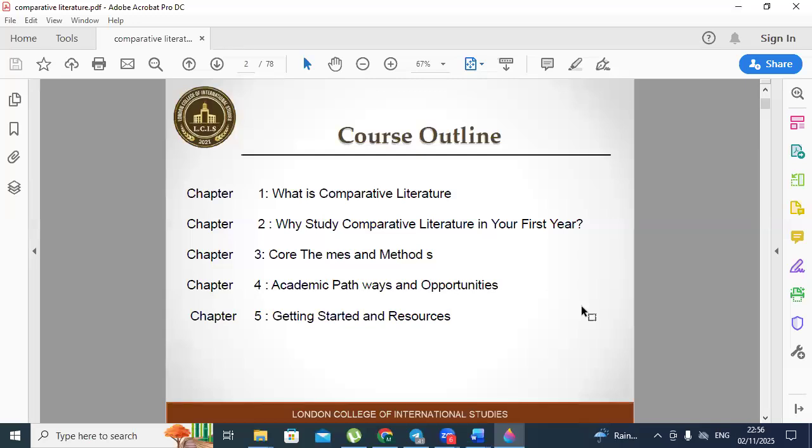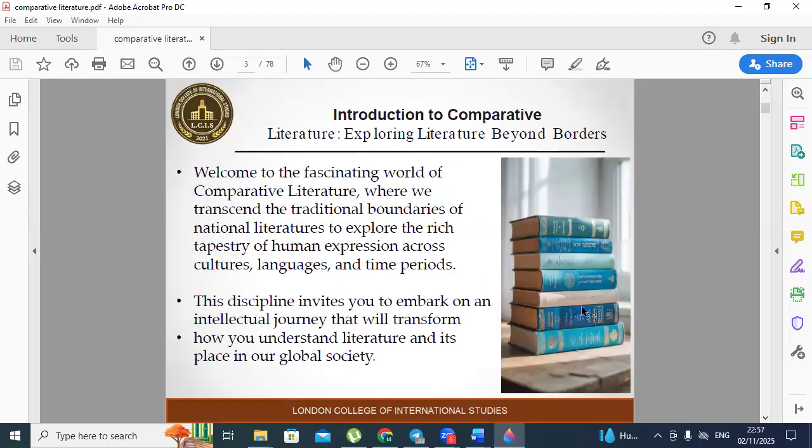Course outline. Chapter one, what is comparative literature? Chapter two, why study comparative literature in your first year? Chapter three, core themes and methods. Chapter four, academic pathways and opportunities. Chapter five, getting started and resources.